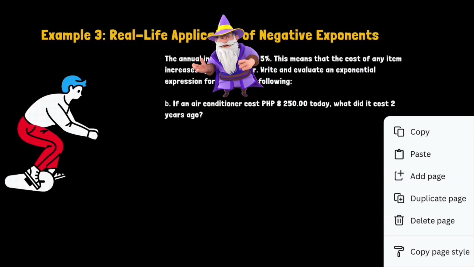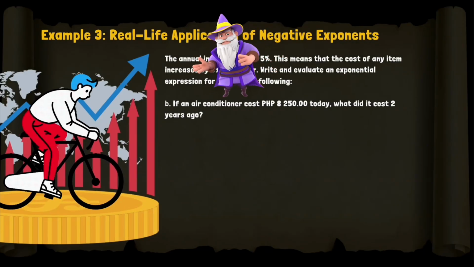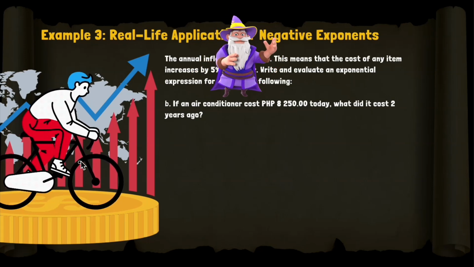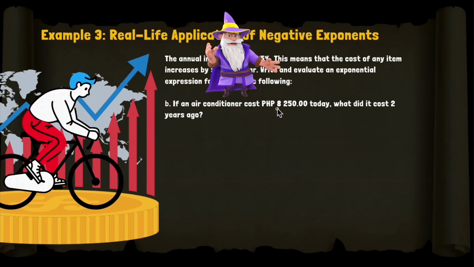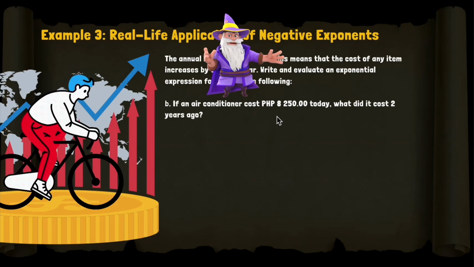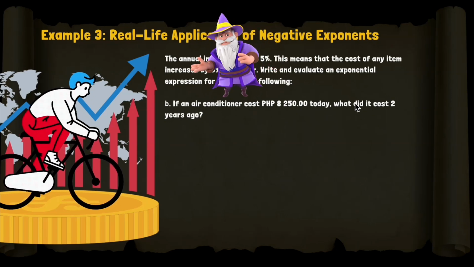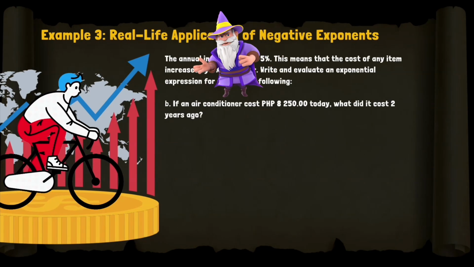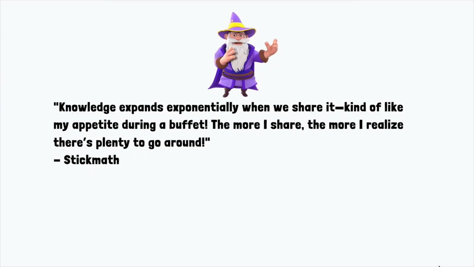Now, for you to be able to understand better, I want you to practice this one. This time, it is an air conditioner. The price of the air conditioner is 8,250 today, for example. And you are tasked to time travel, go back 2 years ago. What did it cost? Figure it out using this particular method. And if you were able to do that, then congratulations. That is the last part of our discussion.